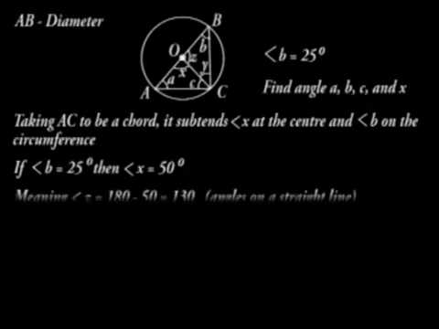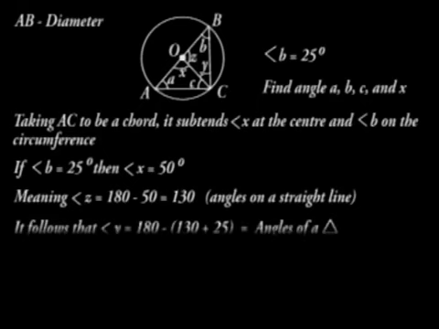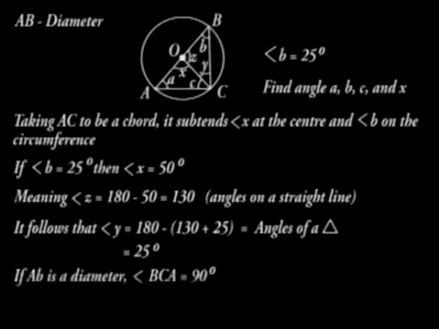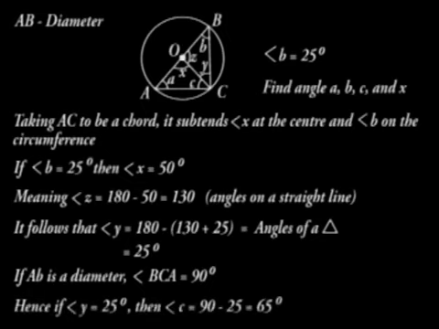Meaning, angle Z is equal to 180 minus 50, which is equal to 130. That is angles on a straight line. It follows that angle Y is equal to 180 minus (130 plus 25), angles of a triangle, which is 25 degrees. If AB is a diameter, then angle BCA is 90 degrees. Hence, if Y is 25 degrees, then angle C is 90 minus 25, which is 65.